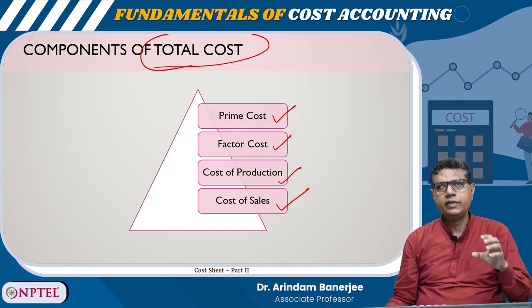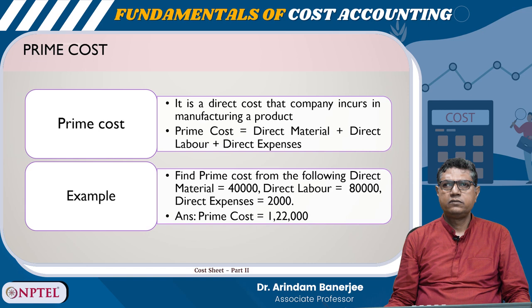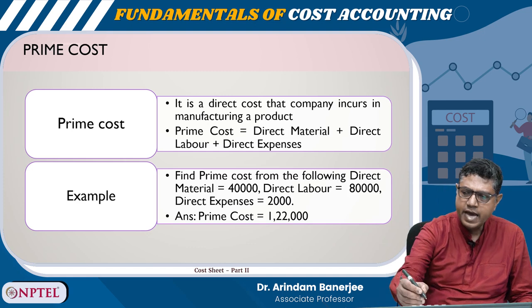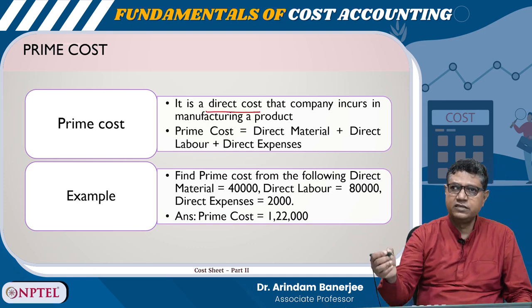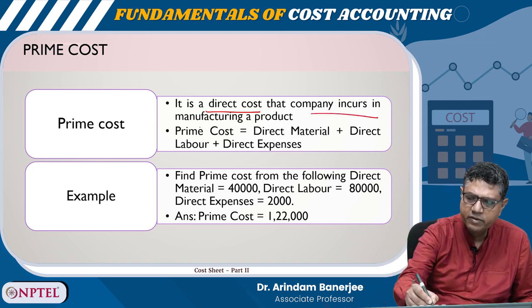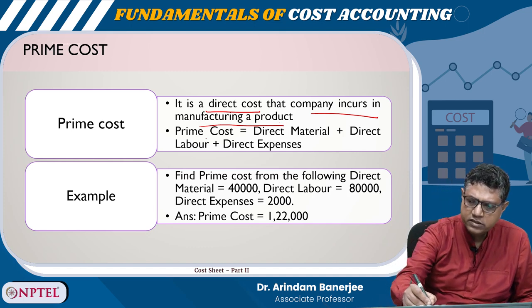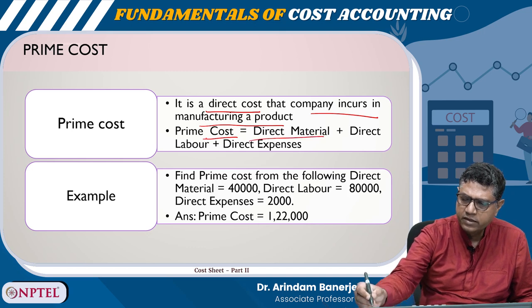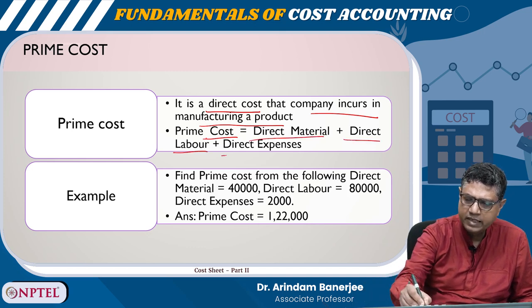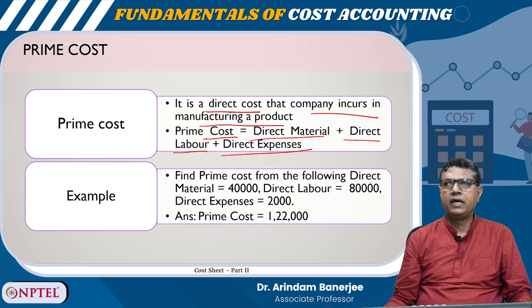Fine. So, for doing that, I can start with the prime cost. How to calculate prime cost? Prime cost is the direct cost. This includes all the direct costs that a company incurs in manufacturing a product. So, prime cost is equal to direct material plus direct labor plus direct expenses.